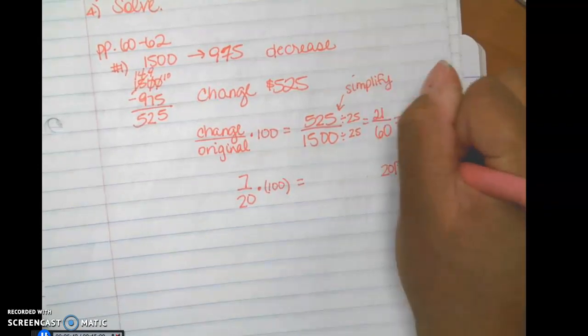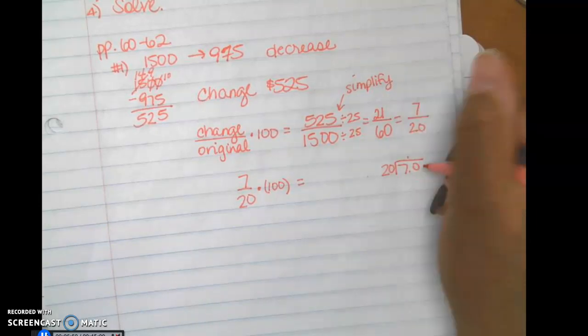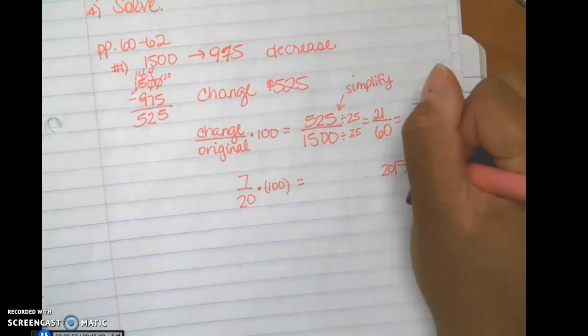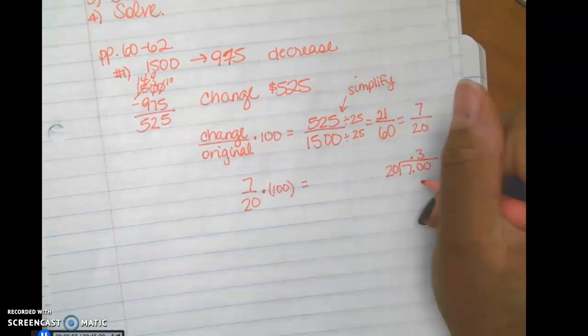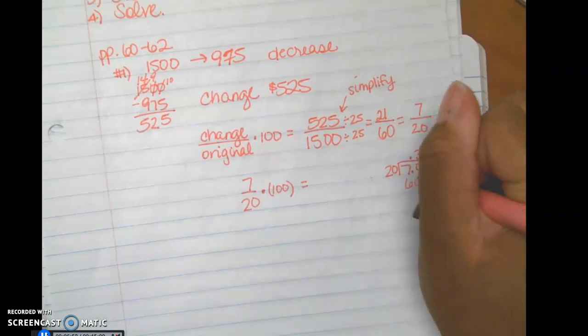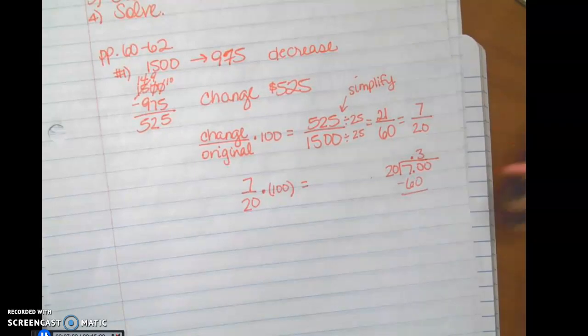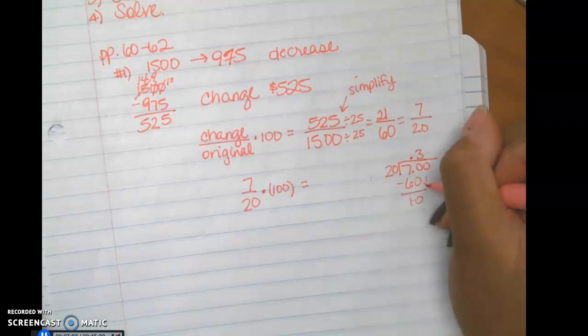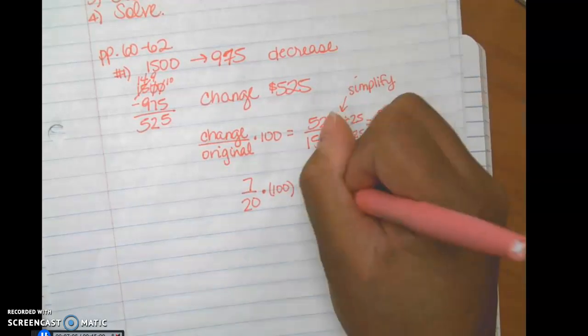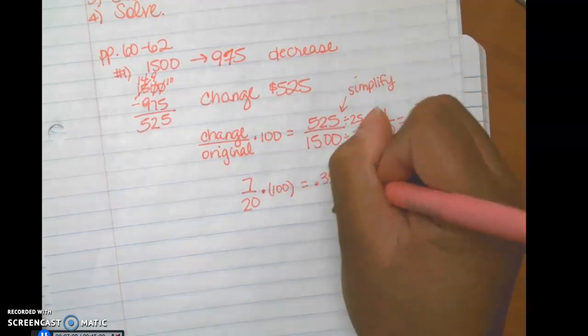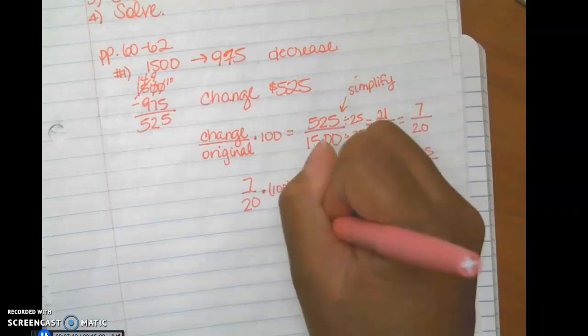7 divided by 20. How many times does 20 go into 70? 3. 3 times 20? 60. 70 minus 60? 10. Bring down a 0. 20 into 100? 0.35 times 100 is what?